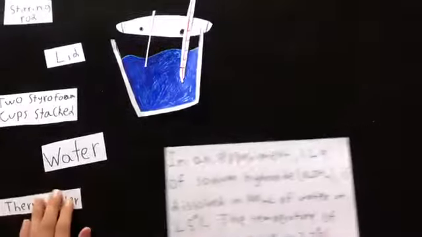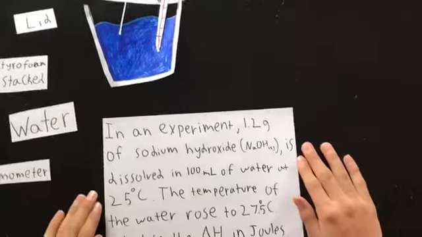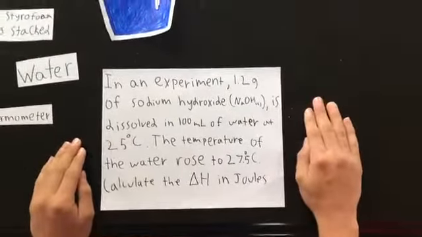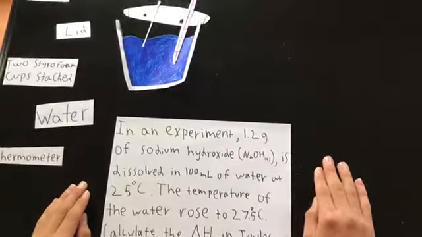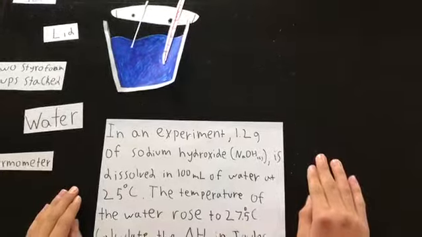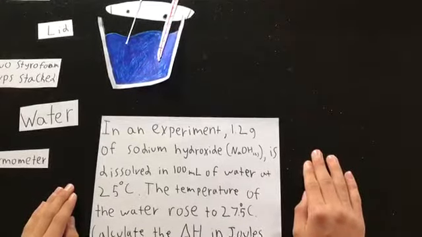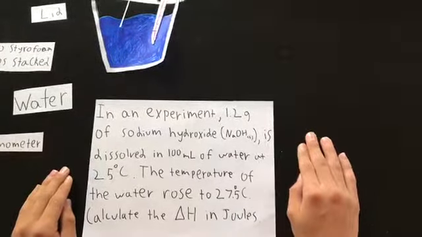For an example question, in an experiment, 1.2 grams of sodium hydroxide is dissolved in 100 milliliters of water at 25 degrees Celsius. The temperature of the water rose to 27.5 degrees Celsius, and we will be calculating delta H in joules.